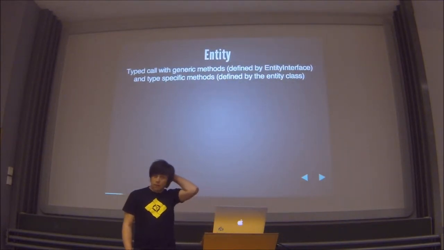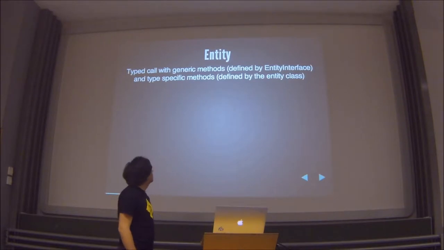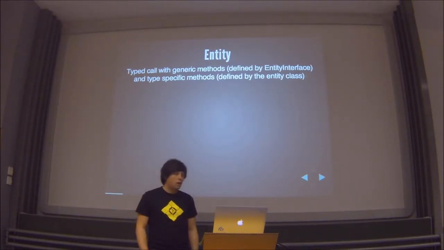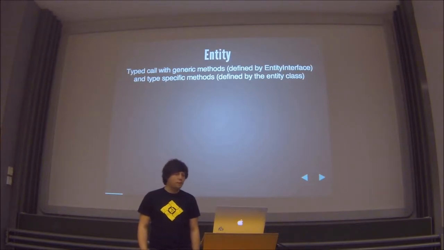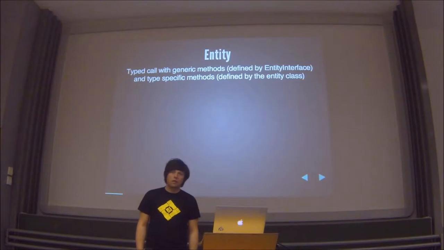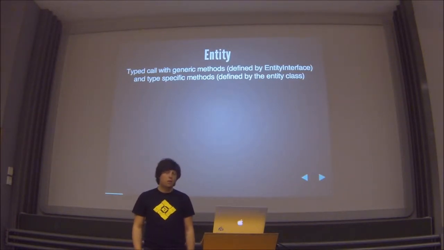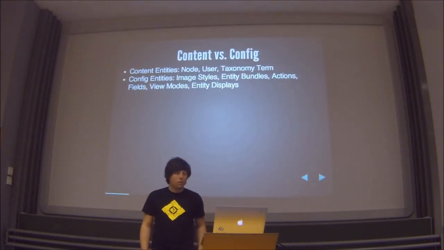What's an entity? An entity is an object or class. Drupal 8 has generic methods defined by the entity interface, and it has specific methods. They are defined by the entity class itself. So we have two entity types in Drupal core.